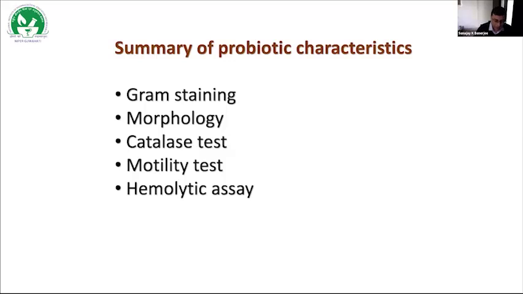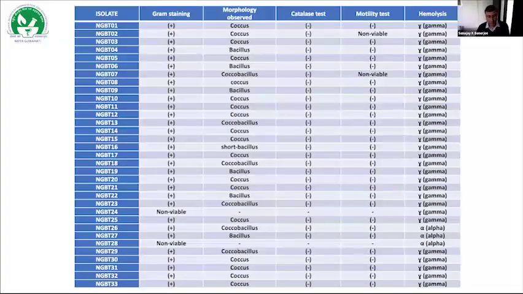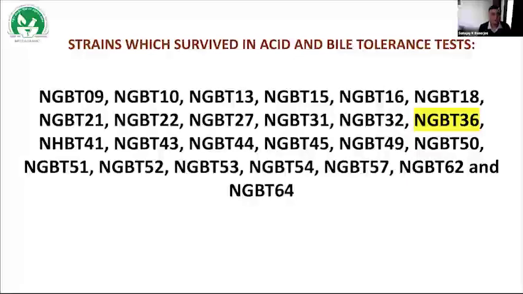Here we made a table looking at only a few properties: gram staining, morphology, catalase, motility test, and hemolytic assays. From the table we came up with 25 strains out of 66 that have all the probiotic properties and also survive the acid tolerance and bile tolerance tests. Out of these, as I said, NGBT36 is the strain we take forward for further validation in an in vivo model.